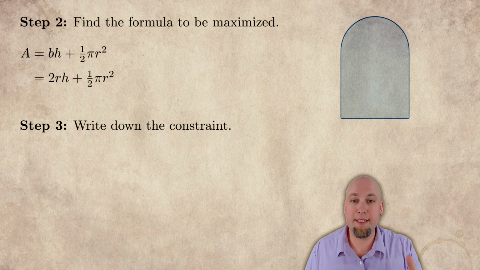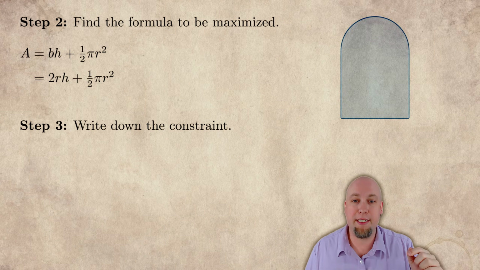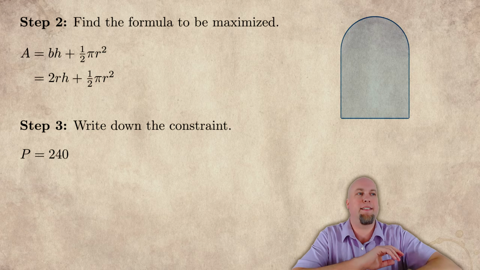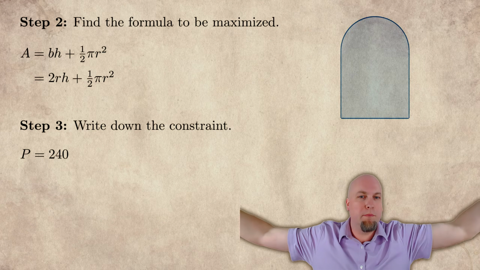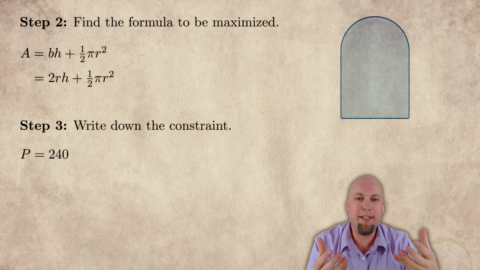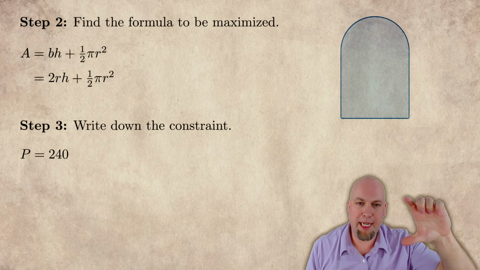Step three is look at the question, find a constraint. And in this particular case, the constraint is that the perimeter has to be 240 centimeters. We can't pick the world's largest Norman window. We've got constraints on how big it can be. We've got sort of a relationship between how large the radius can be compared to how large the height is.